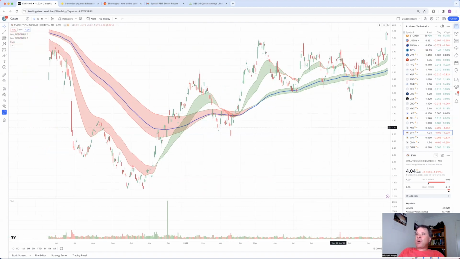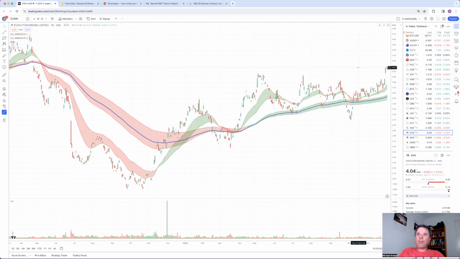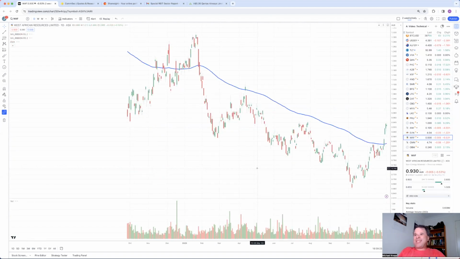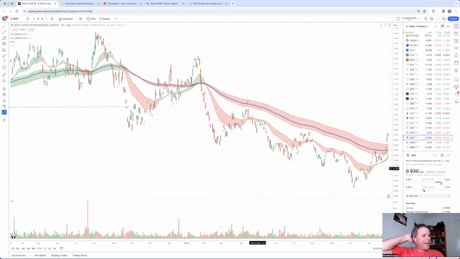So definitely Evolution Mining share price is benefiting from the decrease in gold prices. Last time Evolution Mining share price was this high was back in May of 2022. So we're talking about a 16-month, 18-month, 19-month high in share price for Evolution Mining. This is a nice looking chart as well.